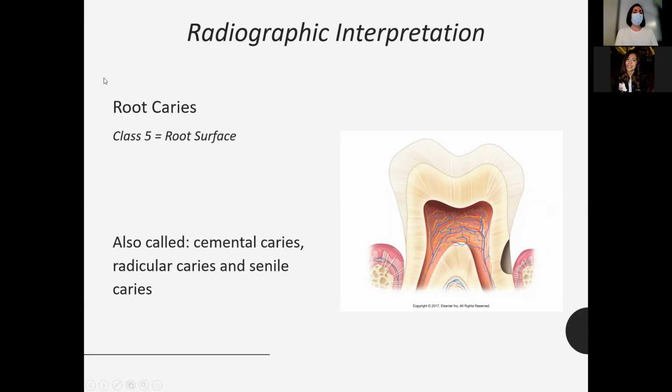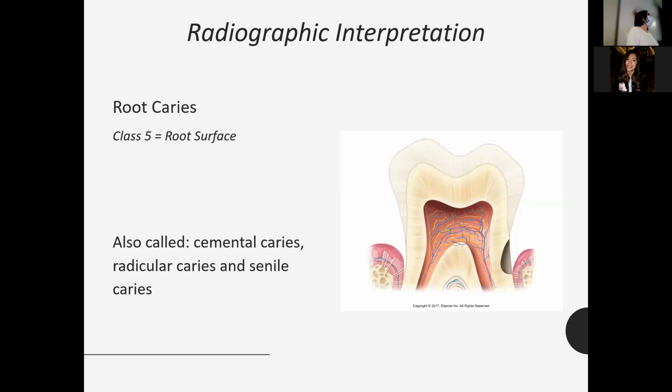So root caries is a class 5, and that's going to be anywhere below the CEJ. It's also called cemental caries because what's covering the root is cementum. I've never really heard anybody call this that in private practice. They always just call it root caries, that I've experienced. But other terms are cemental, radicular, and senile.